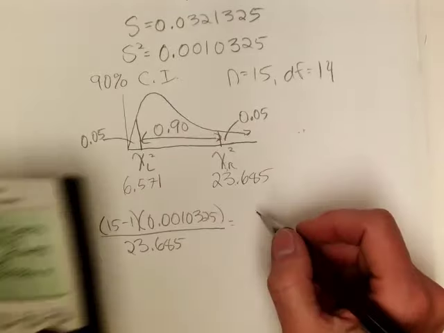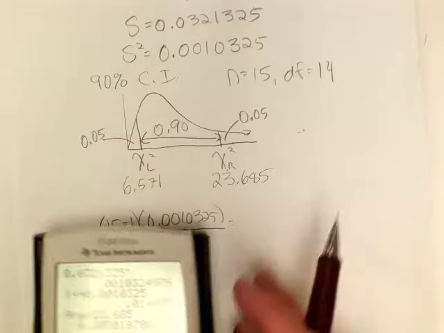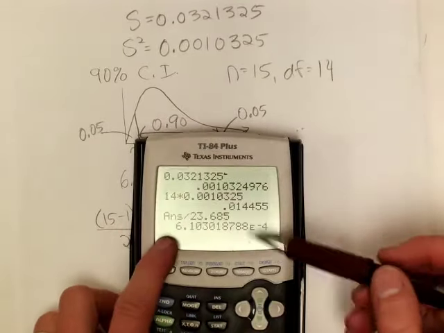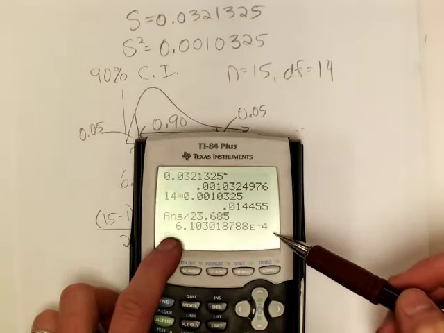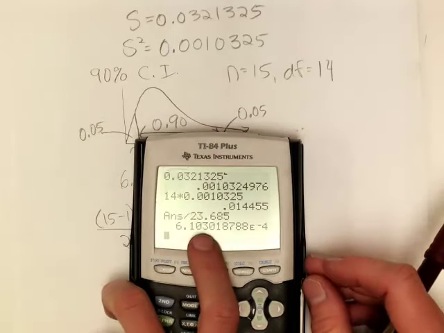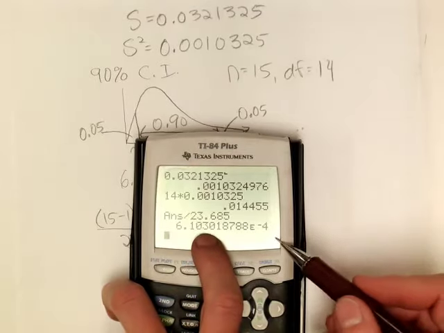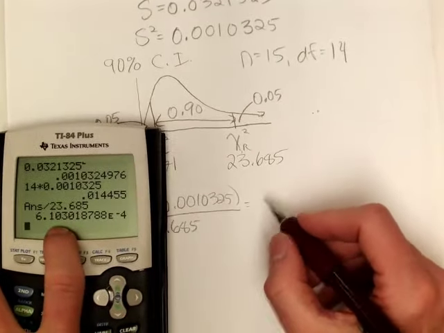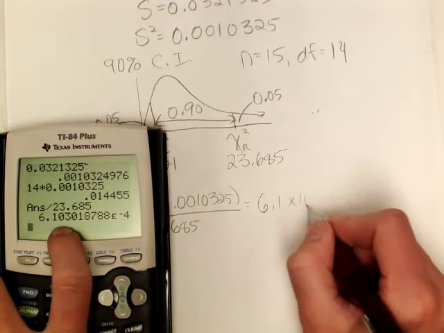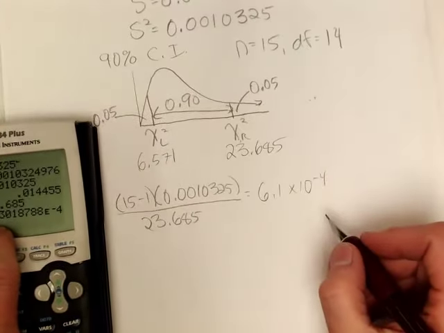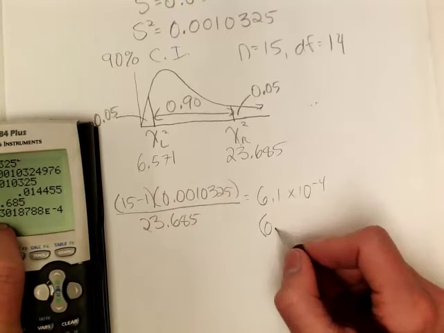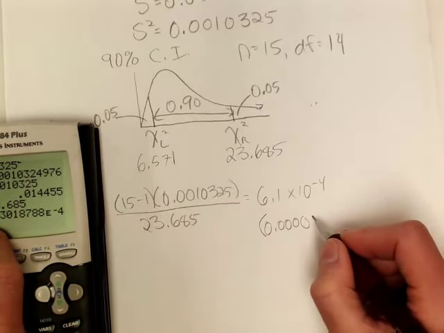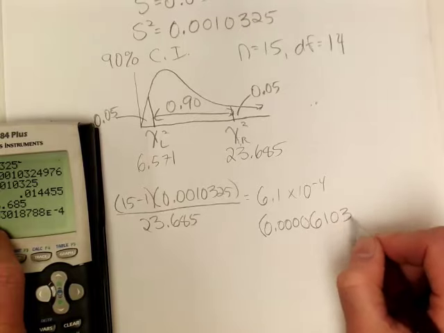Looking at this, I get a really small value. I get about 6.1 times 10 to the negative 4. So it's a value very close to 0. That's going to be my lower endpoint for the variance. So that's about 6.1 times 10 to the negative 4, very close to 0. In other words, my lower endpoint is going to have 4 zeros, and then the 610, and so on.